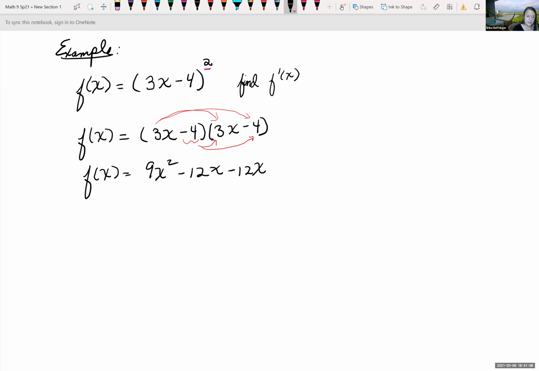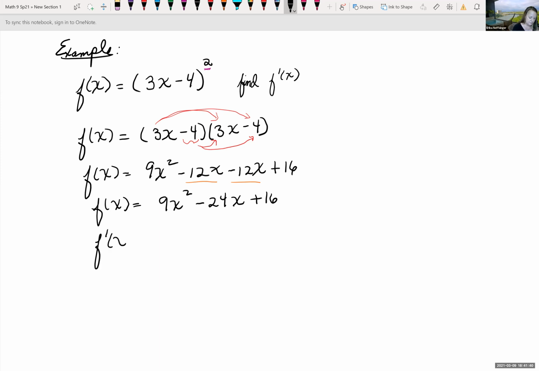And negative 4 times negative 4 is plus 16. So f of x is equal to, combining like terms, the only like terms I have are negative 12x minus 12x. Same sign, so add, keep the sign the same. So 12 plus 12 is 24, so minus 24x plus 16. So now we've manipulated this function in terms of the way that we can use this general power rule.